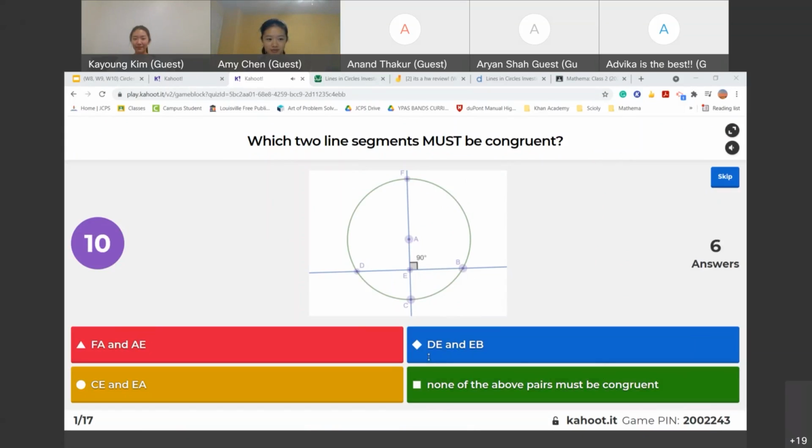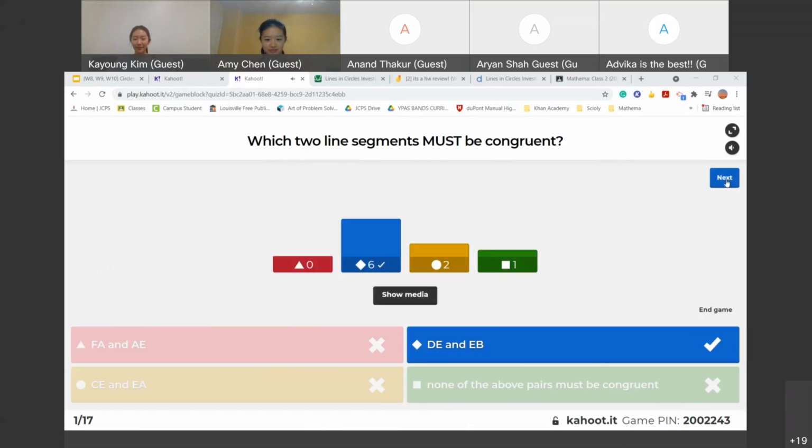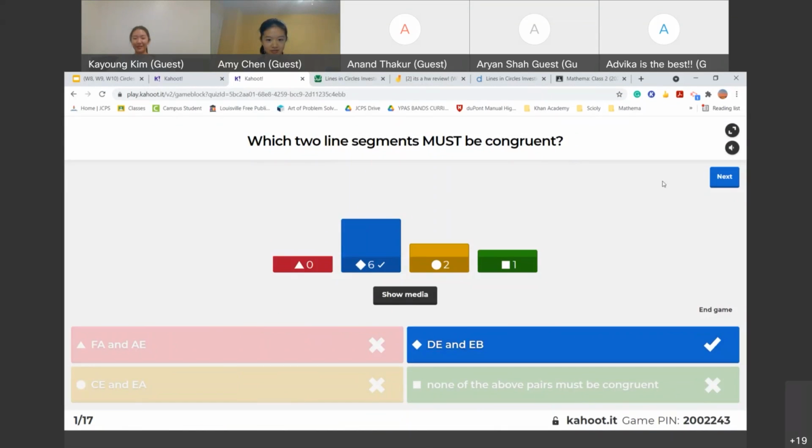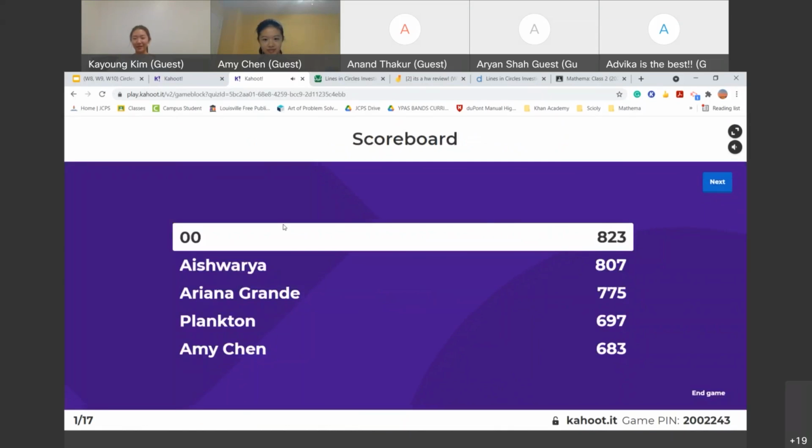D, E, and A, E have to be concurrent since you just look at it and see that. Okay, well this one's very simple. It's just the perpendicular bisector thing where DE and EB have to be congruent since they're the one being bisected.